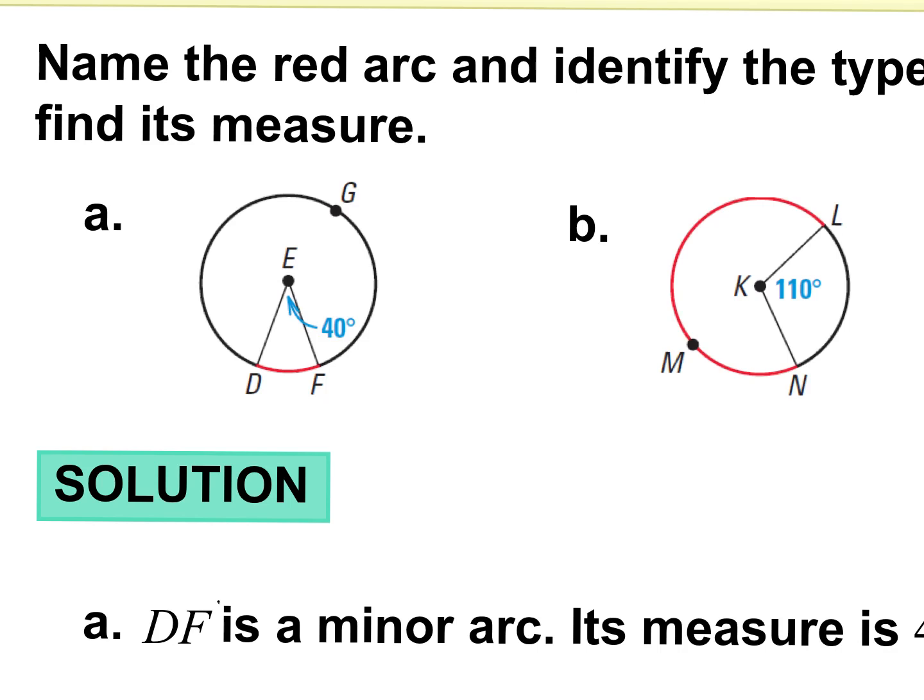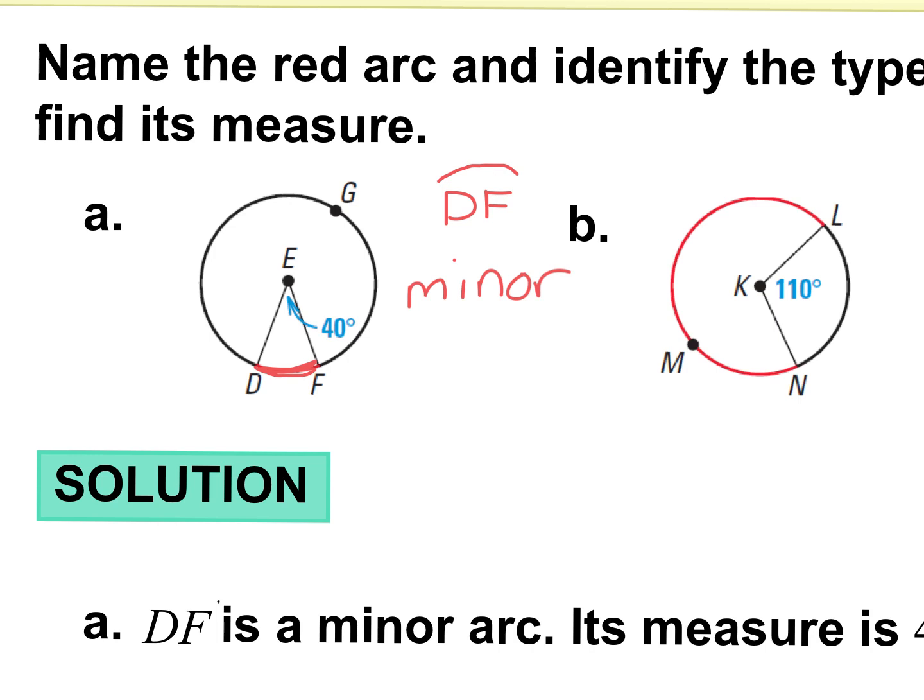So A, it wants us to find arc DF right here. What is that, a major or a minor? Minor, and how would I name it? DF with what? 40 degrees. Arc symbol, yep. What do you think relates to their measure? How do you think they relate to each other?